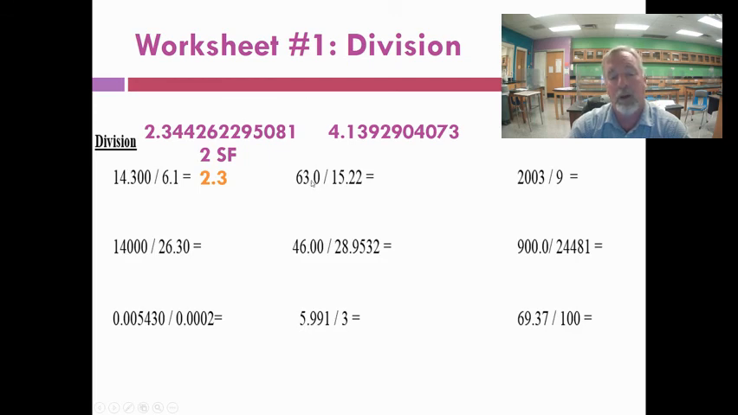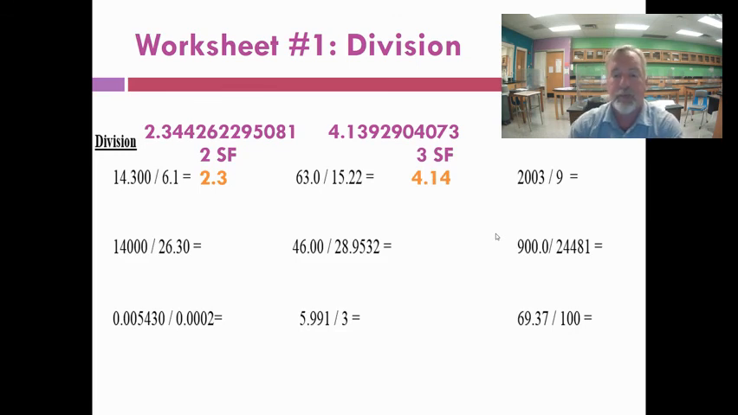0.630, trailing 0 with a decimal. Yes, it counts. 3 sig figs. 15.22, 4 sig figs. So we're only allowed 3 again. Count them off. 1, 2, 3. So we're going to keep that 4.13. What's that 9 tell you? It tells you to round up. So our answer here is 4.14.